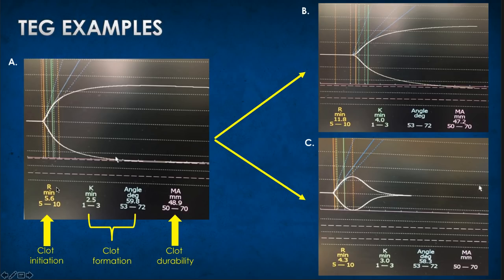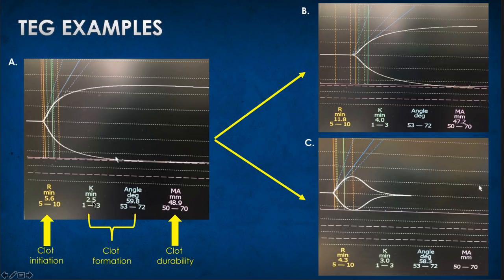So here's the R time. This interval tells you when the clot starts forming. Then the K value, or the alpha angle, this is the steepness here at the first line. How far has the clot developed to meet a certain threshold?